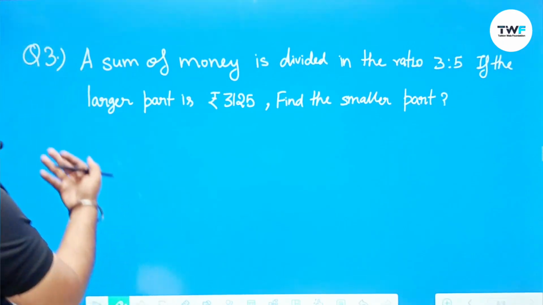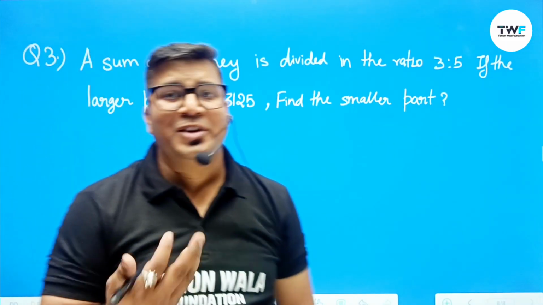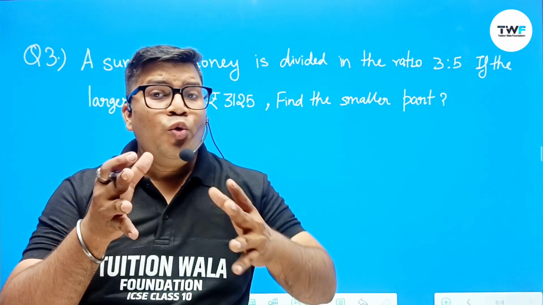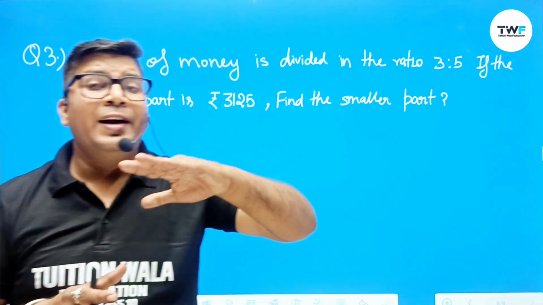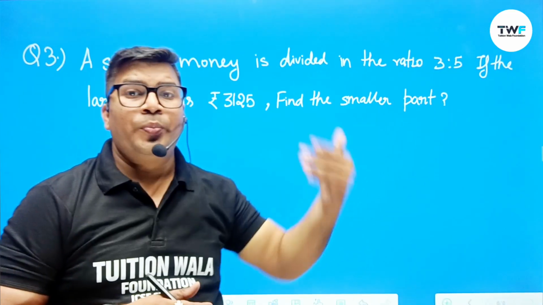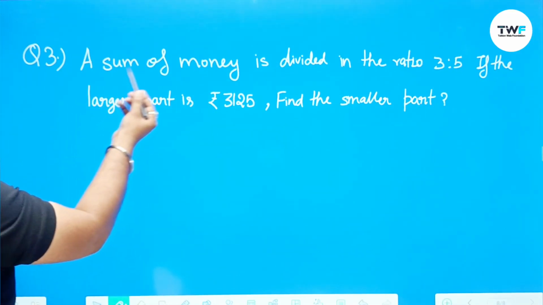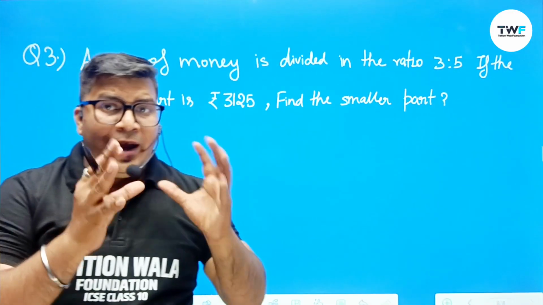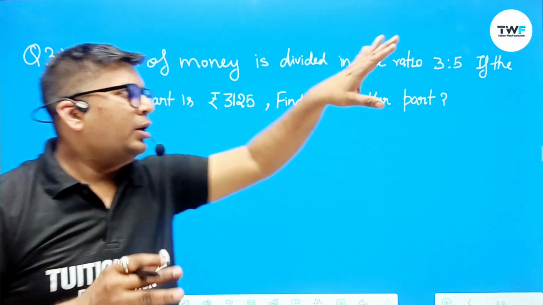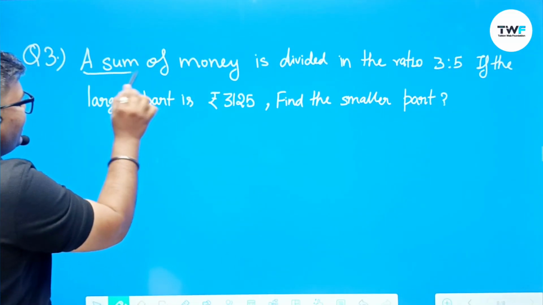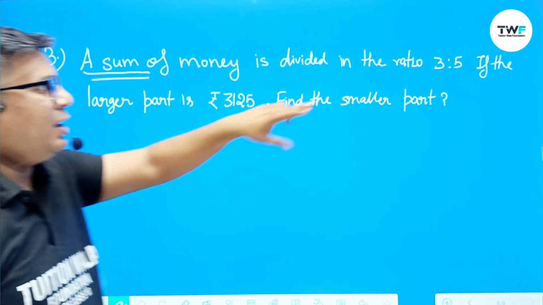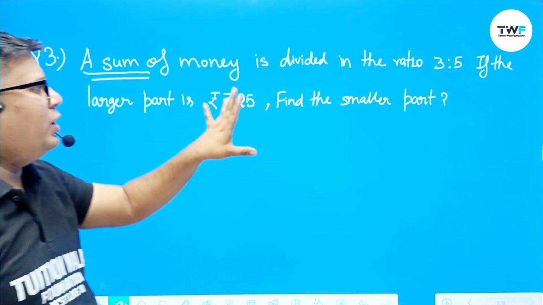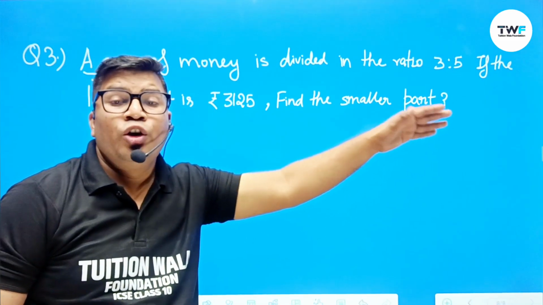Now the next question is a theory based question. We are going towards how you can understand all the questions regarding your particular topic like ratio. A sum of money is divided in the ratio of 3 ratio 5. Means you have an amount of money and you want to divide it. If the larger part is rupees 3125, then find the smaller part.